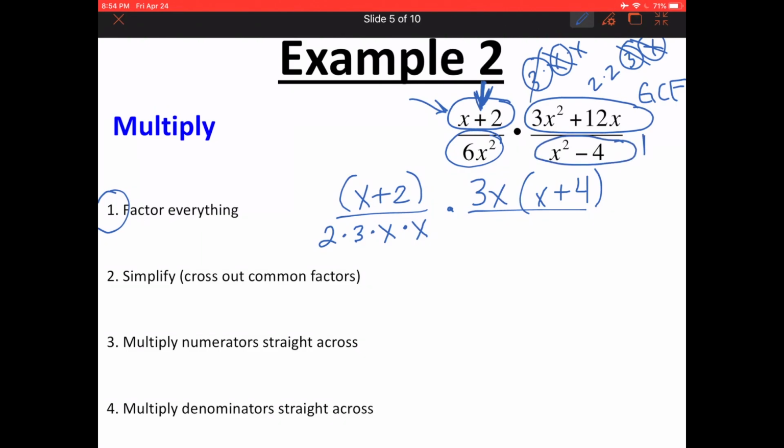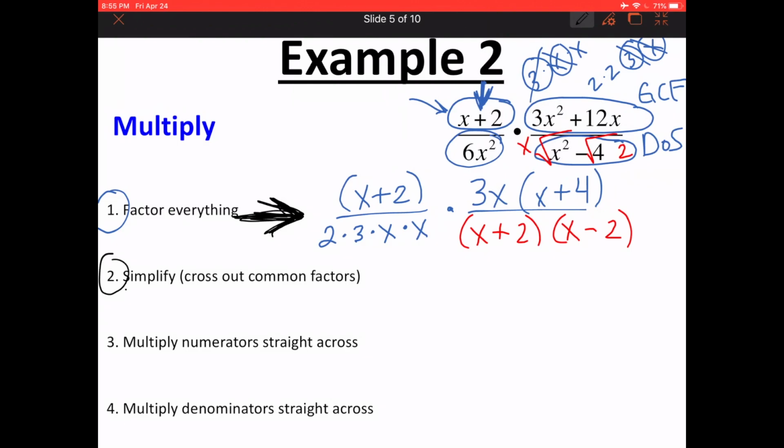Here in the denominator, I'm going to use difference of squares. Remember, to use difference of squares, we square root both. So the square root of x squared is x. The square root of 4 is 2. And then I make one factor, x plus 2. I make another factor, x minus 2. Okay, guys? So here is our fully factored form. When we say to factor everything, this is what it should look like.